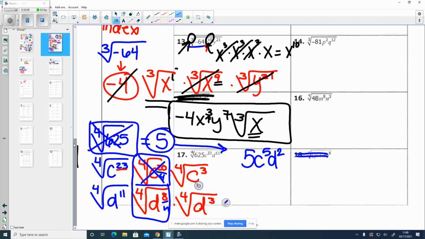What's left under the radical? We have c to the 3rd and d to the 3rd. I can't do anything with those. I can put them back together though. So I'm going to have the fourth root of c to the 3rd, d to the 3rd. That's my final answer.